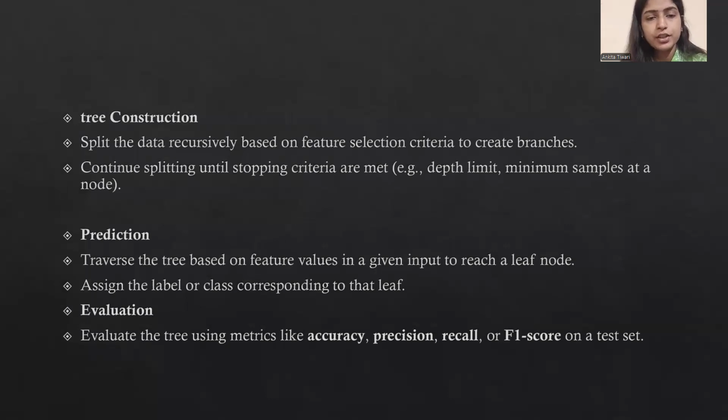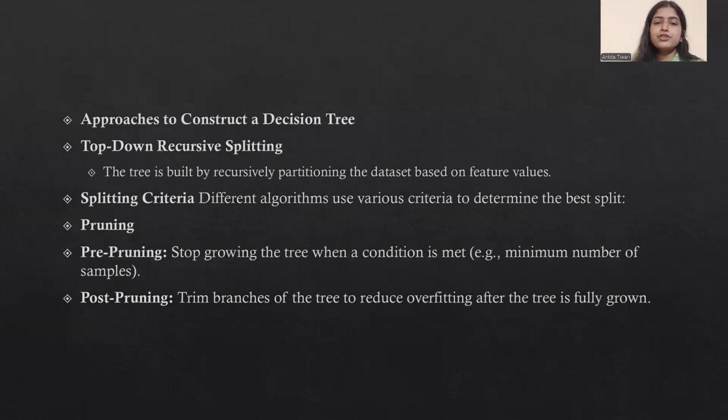Tree construction splits the data recursively based on feature selection and criteria to create branches. Prediction is where we traverse the tree based on the feature values in a given input to reach a leaf node. Evaluation is to evaluate the tree using metrics like accuracy, precision, recall, or F1 score on a test set. For approaches to construct a decision tree, we use top-down recursive splitting.